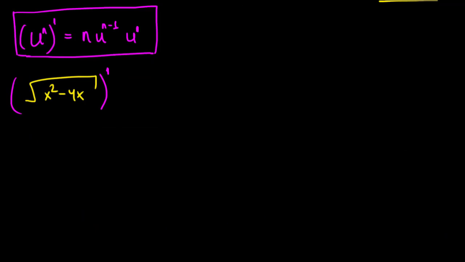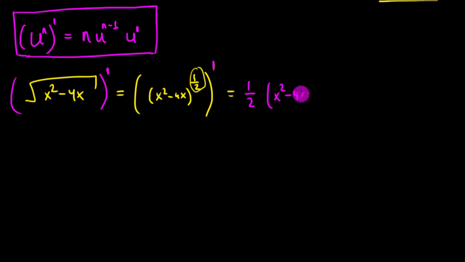Okay, let's find the derivative of this function. First of all, what is the power of this one? Since it's a square root, it will be x squared minus 4x in brackets to the power of 1 over 2. Now we have to find the derivative. Just using this formula, this is your n, it goes to the coefficient, so 1 over 2, and then you have x squared minus 4x to the power of 1 over 2 minus 1, n minus 1, and then you have the derivative of x squared minus 4x.